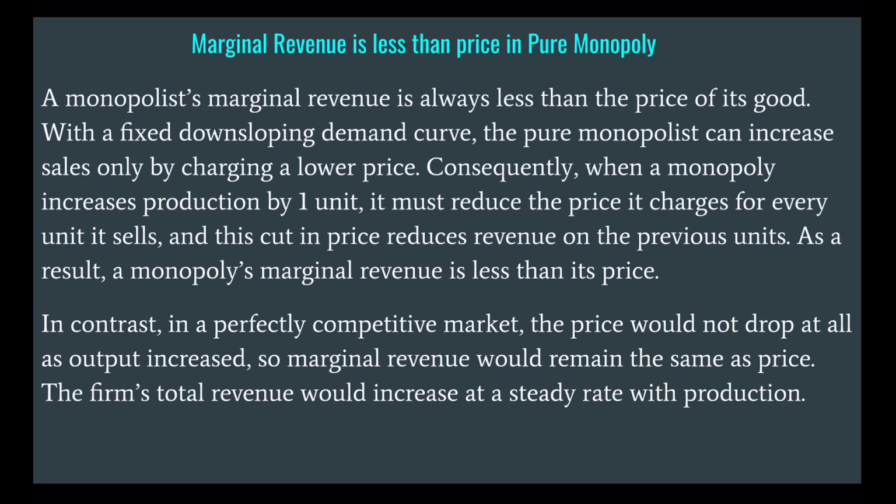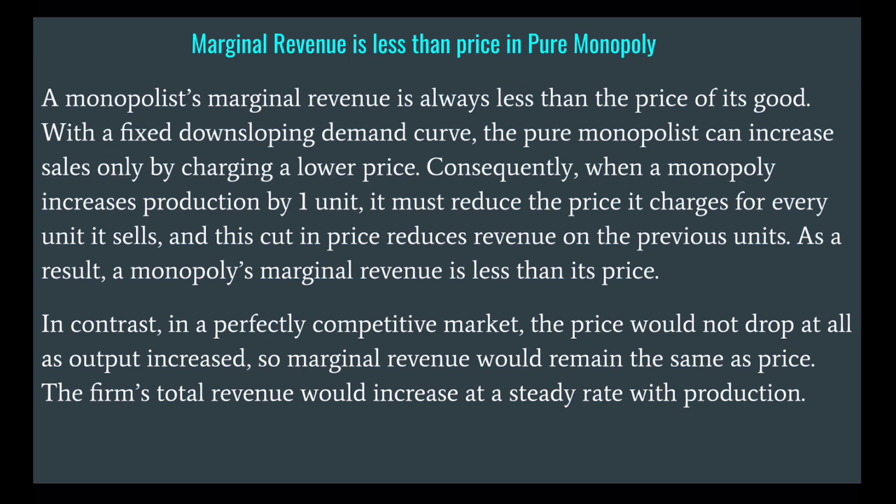Marginal revenue is less than price in pure monopoly. A monopolist's marginal revenue is always less than the price of its good. With a fixed downsloping demand curve, the pure monopolist can increase sales only by charging a lower price. Consequently, when a monopoly increases production by 1 unit, it must reduce the price it charges for every unit it sells, and this cut in price reduces revenue on the previous units. As a result, a monopoly's marginal revenue is less than its price.